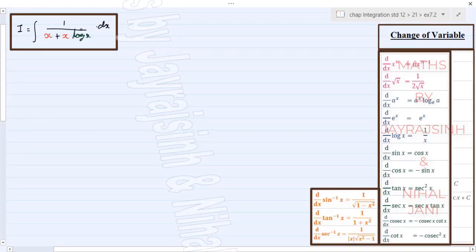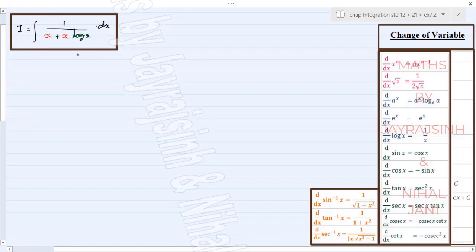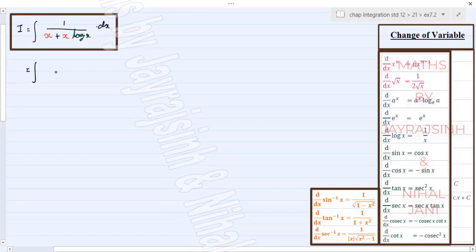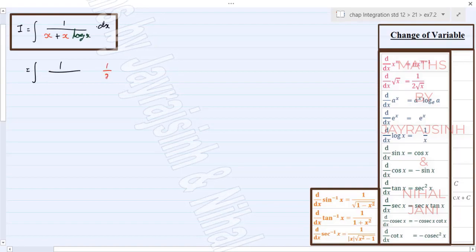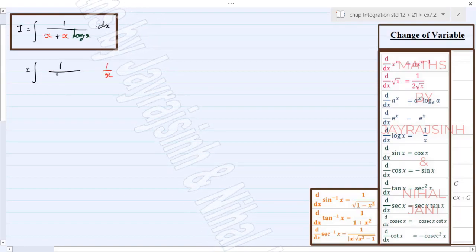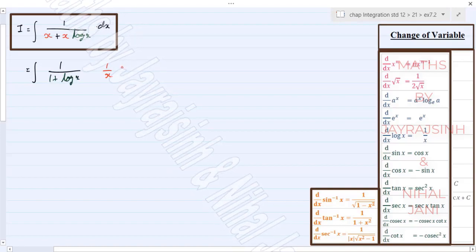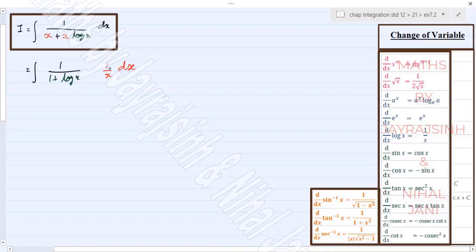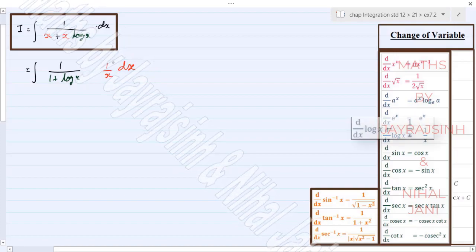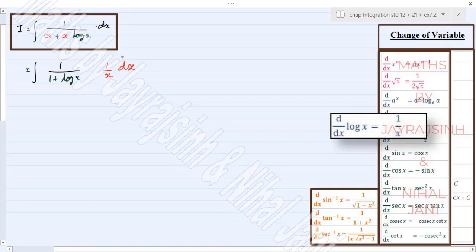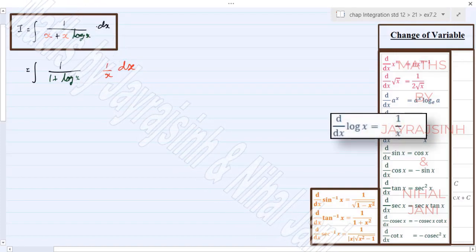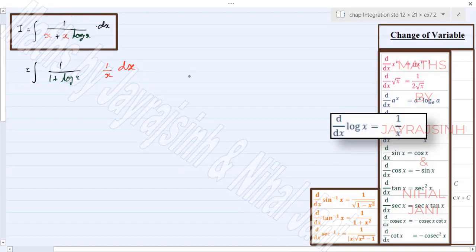Here we have to integrate 1 upon x plus x log x, dx. Here from the denominator we can take x common. So we'll get 1 plus log x. As you can see, the differentiation of log x, or we can say 1 by x, is within the multiplication of dx, as well as we have 1 plus log x.